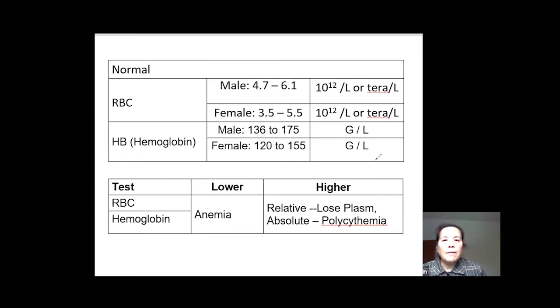I just give you some basic idea of the numbers here, but you don't need to remember them. Like how many red blood cells are normally in the blood circulation for female and male, and how much hemoglobin is in it. But generally speaking, if the number decreases, for both red blood cells and hemoglobin, that's the illness we call anemia.